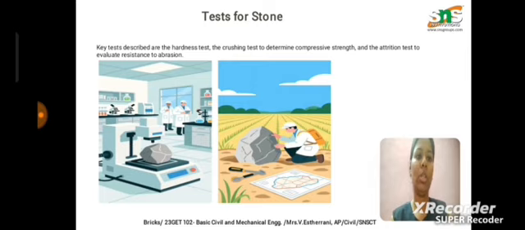Next one is the test for the stone. First one is the strength. The strength of the stone should be more. The compressive strength should be more. Next one is the crushing strength. Crushing strength should be higher. Next one is the hardness. Hardness of the stone should be higher when compared with the other materials, as these stones are used only for the foundation. Mostly it is used for foundation, and nowadays it is also used for the aesthetical appearance.